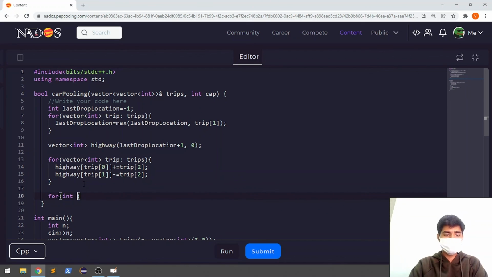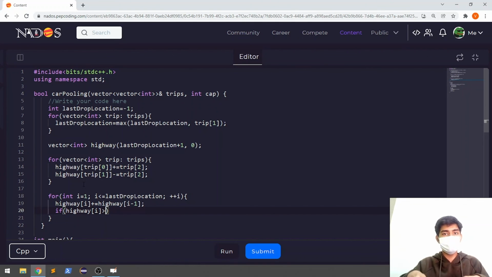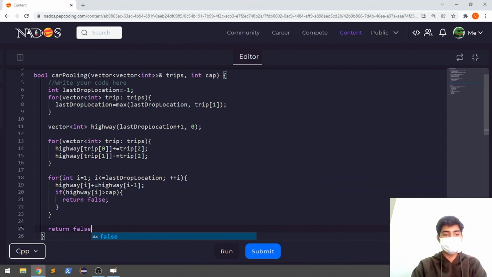So after that I just need to find the prefix sum, right? I will start from 1, I will be less than equals to my last drop location, plus plus I, right? And highway of I will be plus equals to highway of I minus 1, so current minus previous. Now at any point, if there comes a time that my passenger count is greater than my capacity, I'll return false in that case. It means that I'm trying to fit more people in my car than the capacity it holds. Okay, so this is my code.